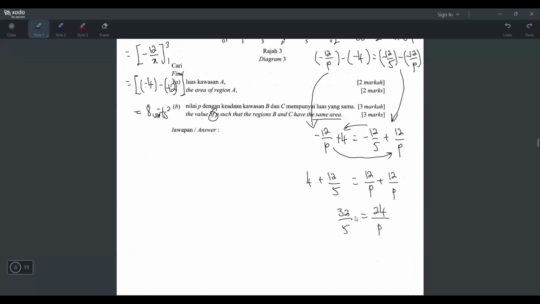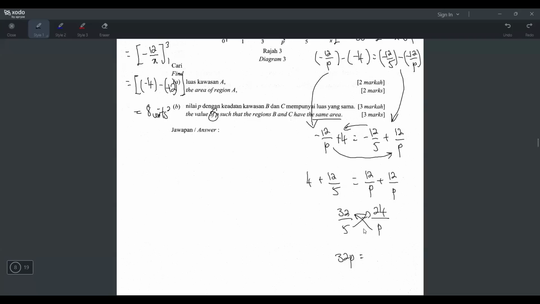And then you cross multiply, because you have something over something equals something over something. So with a single fraction on both sides, you can perform the cross multiplication. Cross multiply, and also your P is at the bottom. So you should do cross multiply. So 32 times P is 32P, and 5 times 24, you press calculator.